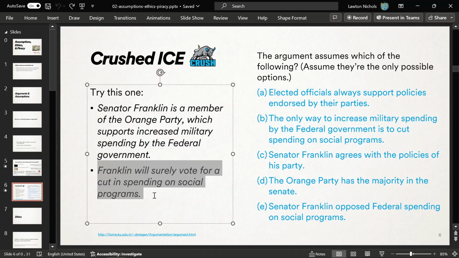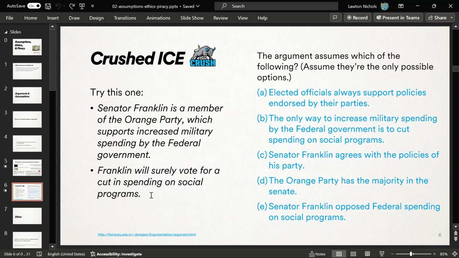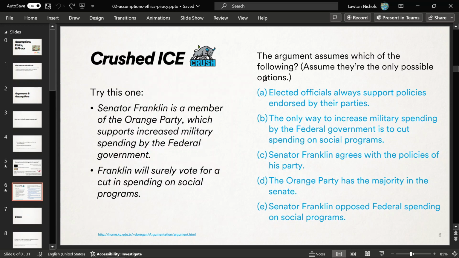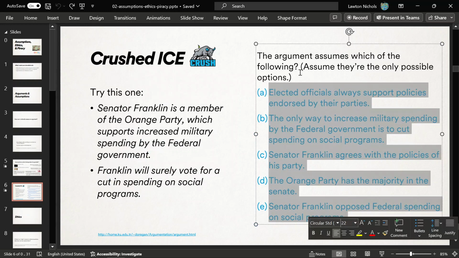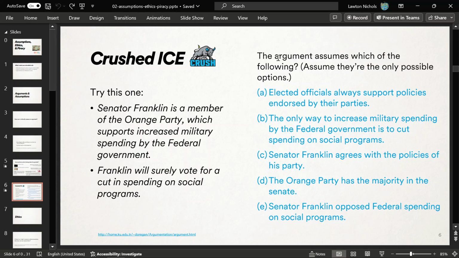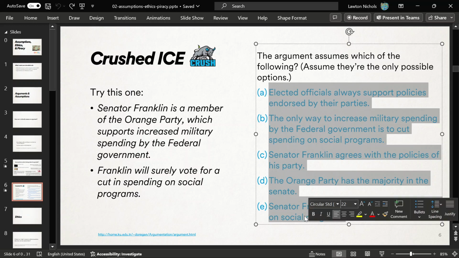And then the argument is, based on that, Franklin will surely vote for a cut in spending on social programs. All right. So that's the argument in these two bullets. So read it, pick it apart, and let's say that you only have 5 options. Which of these 5 is the best assumption that this argument is making? What's underlying it? What is this argument assuming? Which of these is the best option, assuming that those are the only options?